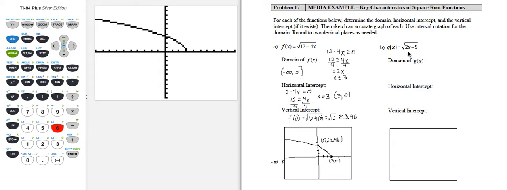Let's take a look at part B. g of x is the square root of 2x minus 5. So you might wonder how this graph is going to look a little bit different from the first one. Notice the x term in the first one is second. The x term in the second one is first.